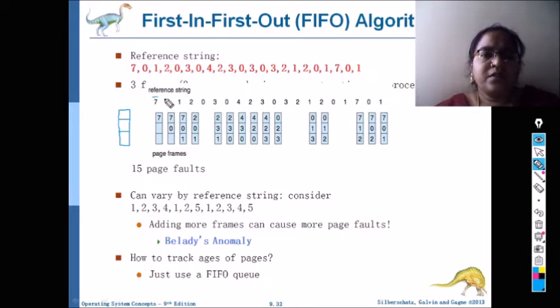Now page number 0. This is also not there in memory, so it is a page fault, so you are getting that from the backing store and fitting it here. Now page 1. Page 1 is also a page fault because that page is not existing in the memory. Next, page 2. Page 2 is not available here, so that is also a page fault.